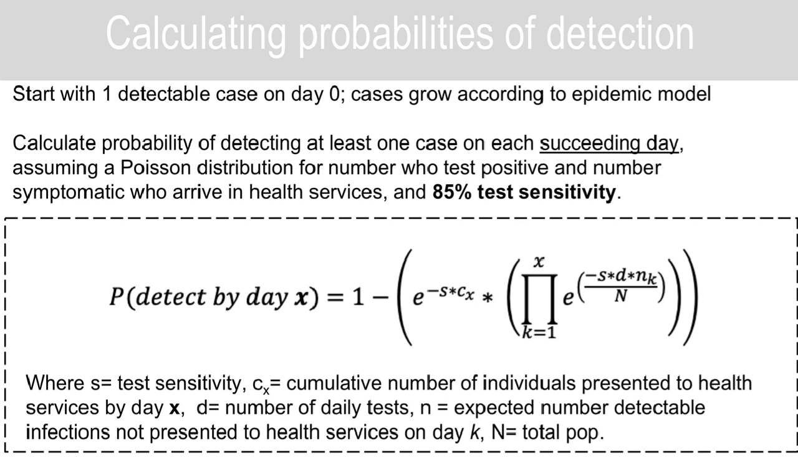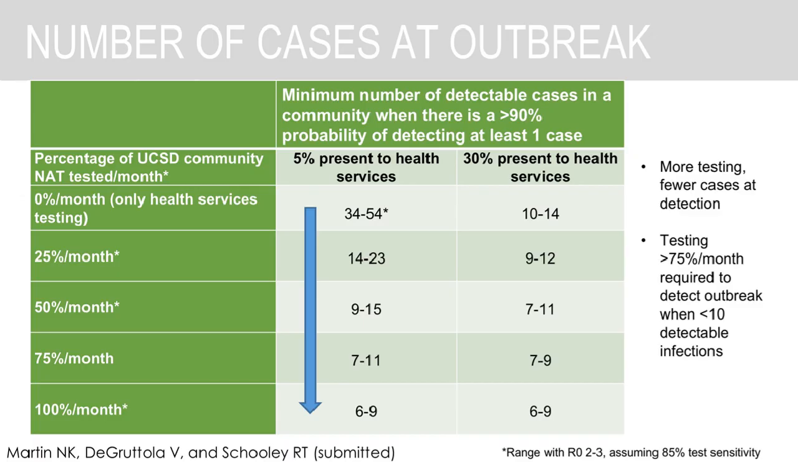We seed an infection in this model, and we calculate the probability of detecting at least one case on each succeeding day, assuming a Poisson distribution from the number who test positive and the number symptomatic who would arrive for testing through health services naturally. We assume an 85% test sensitivity, and we calculate, on the day that we exceed a 90% probability of detecting at least one case, how many cases there would be present in the community.